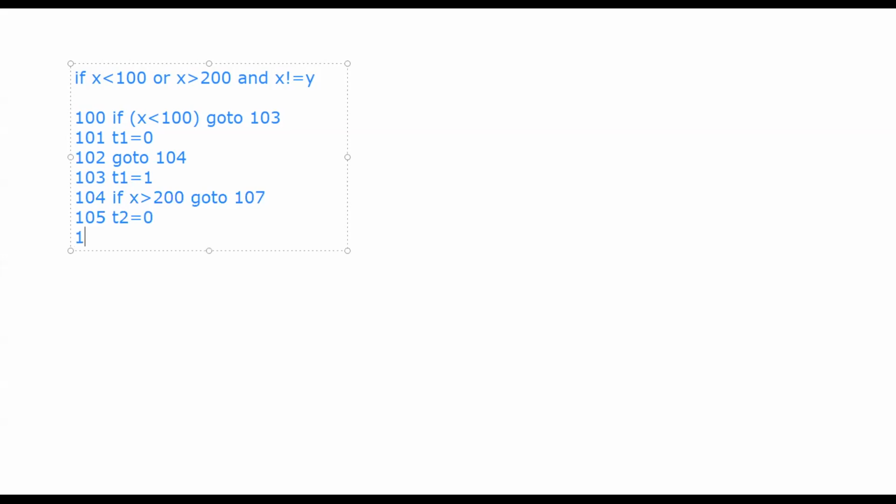I've already told you that T1 is represented by x is less than 100, and T2 is represented by x is greater than 200. So at line number 106, what have I written? I have written go to 108. 108 is the line number where you need to jump, where T2 equals to 1. Right? So T2 equals to 1.